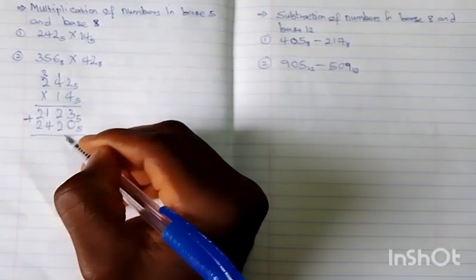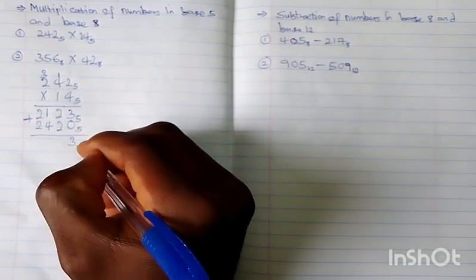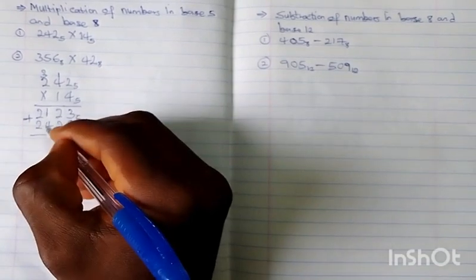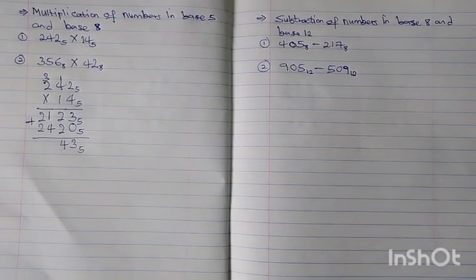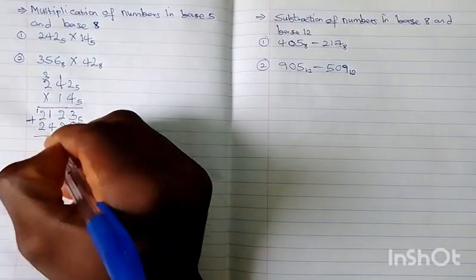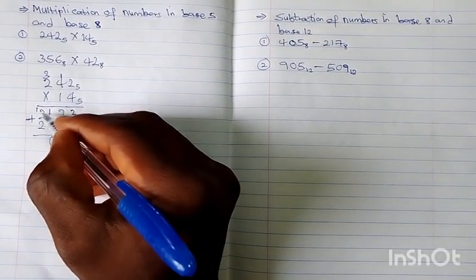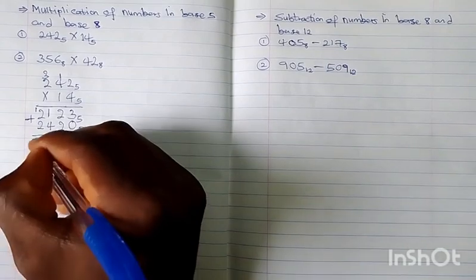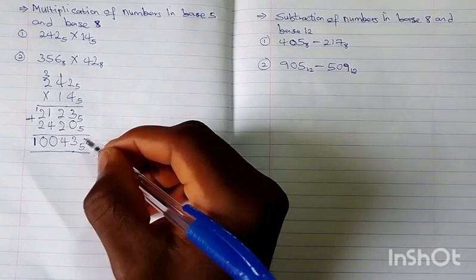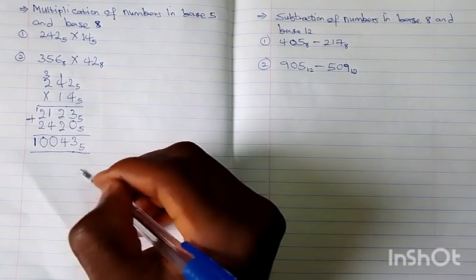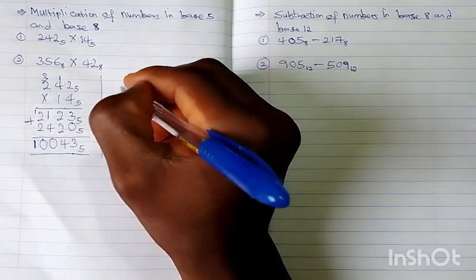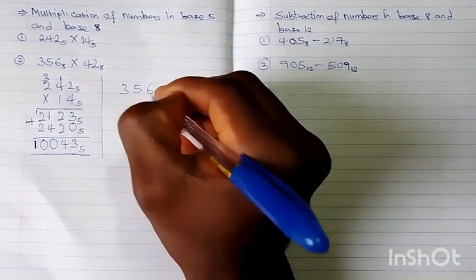Now after that, we perform addition. 3 plus 0, 3. It is lesser than this base 5, so we just write it as 3. Bring down base 5. 2 plus 2, 4. 1 plus 4, 5. Now 5 will go into 5 one time, so you write it down here. Remainder 0. Put down 0. 2 plus 2, 4, plus 1, 5. 5 will go into 5 one time, remainder 0. So what we have is that 242 base 5 multiplied by 14 base 5 is 10043 base 5.